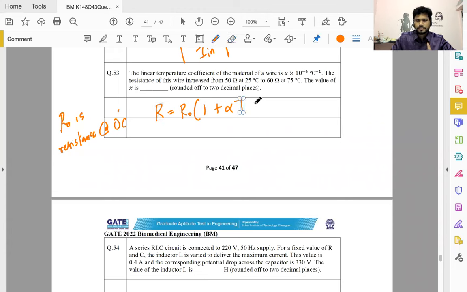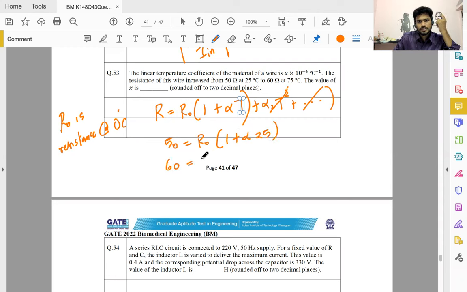This is alpha T. In fact, this is essentially, take a polynomial, make a linear approximation, you get that, right? So this is alpha T. That makes it 50 is R naught into (1 plus alpha into 25), 60 is R naught into (1 plus alpha into 75). Now we can get rid of R naught by dividing, then we can find alpha, then we can find X. That will be 44.44.